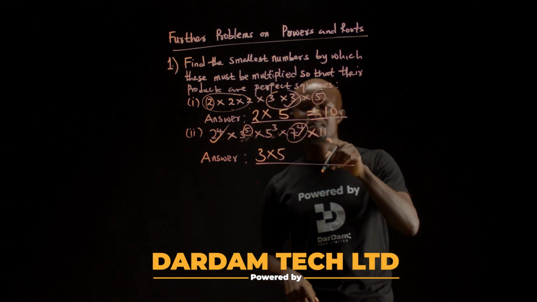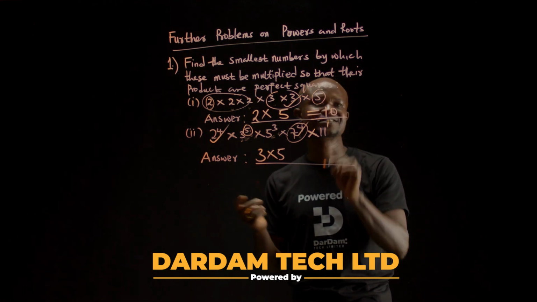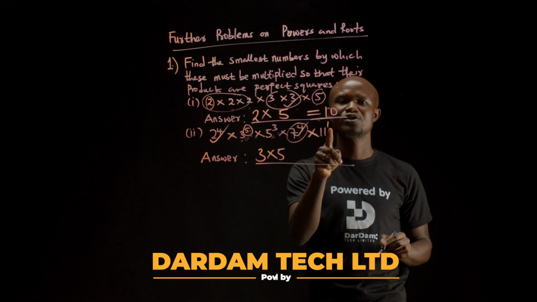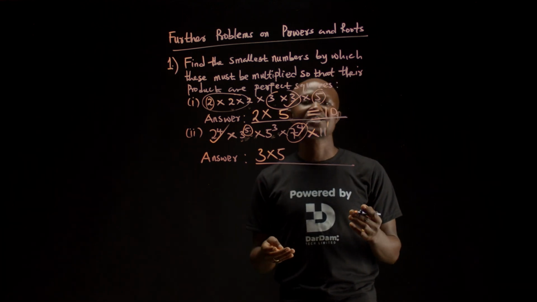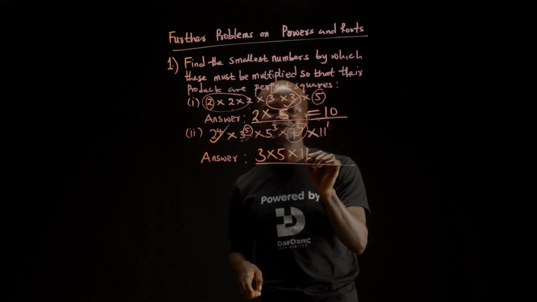It's even. But here, this is 11. How many 11 are we having here? Just 1. And this is odd. So for us to make it even, we need 1 more 11. That will be times 11.